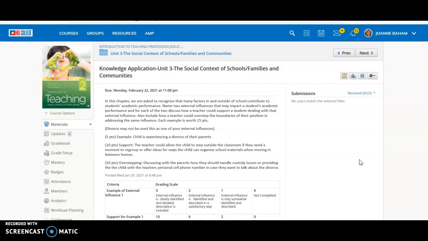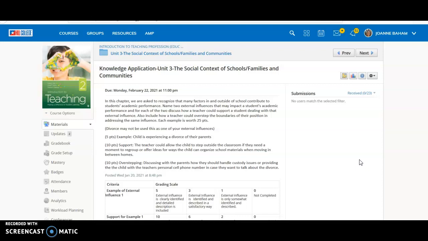The support, the teacher could allow the child to step outside the classroom if they need a moment to regroup themselves, or offer ideas for ways that the child could organize their school materials when they move between their two homes. Overstepping would be discussing with the parents how they should handle custody issues, or providing the child with the teacher's personal cell phone number in case they needed to talk. That is crossing the line. Teachers do not need to be giving students telephone numbers.